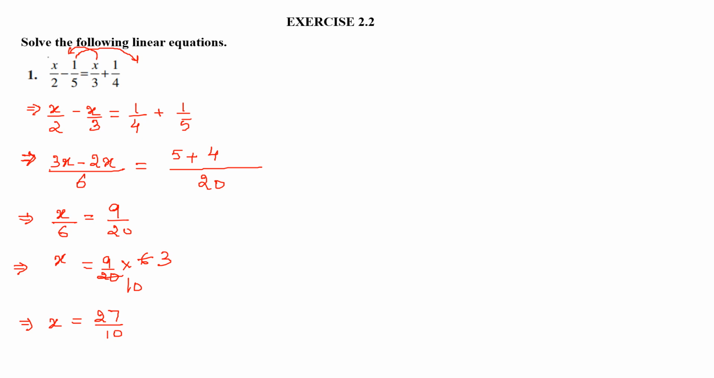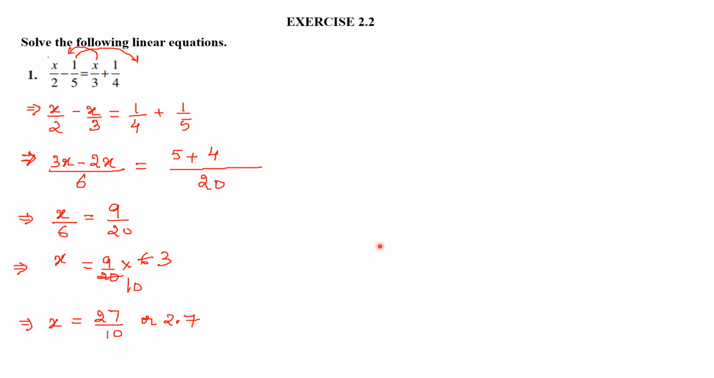And 27 by 10, you can write it as 2.7 also. So either you give answer as 27 by 10 or you can give answer as 2.7. So this is your first question. So hope it is now clear that how you have to solve step by step. Okay, again I am repeating. First you have to bring all the variable to the one side and constant to the other side. And if it is a fraction, you have to take LCM and all.